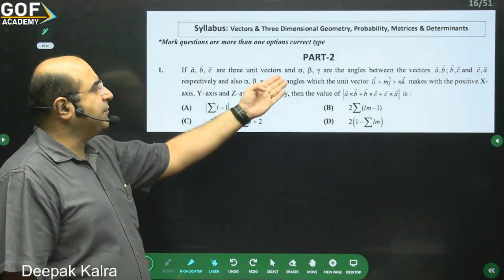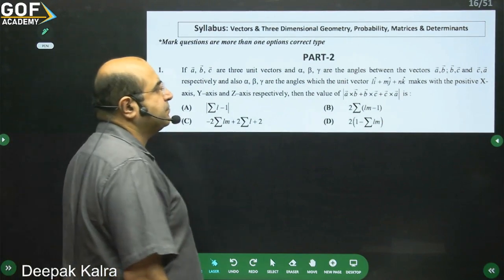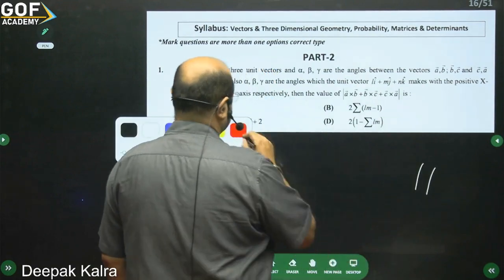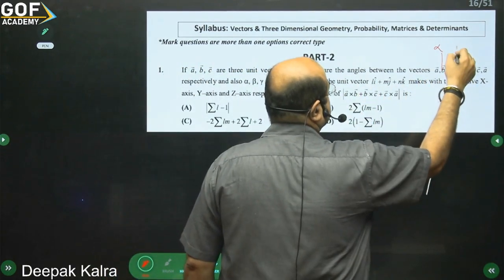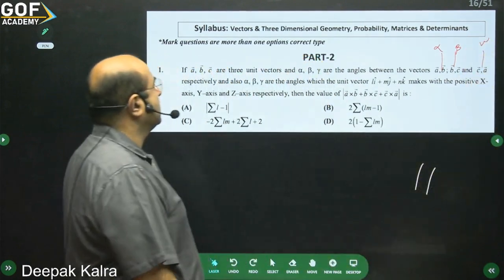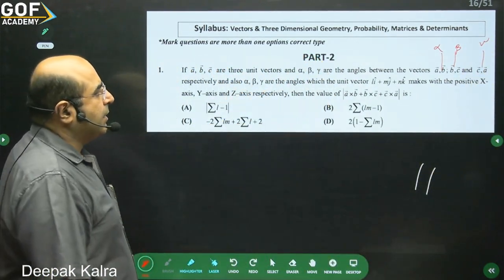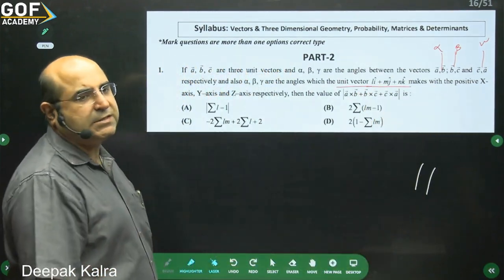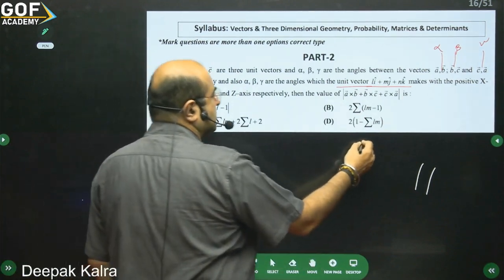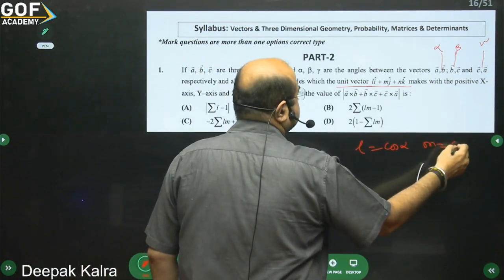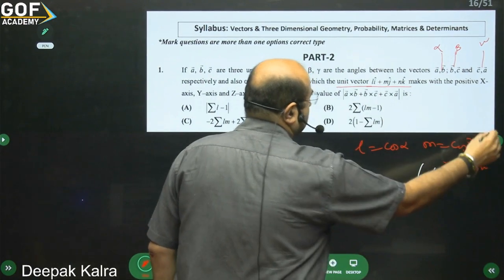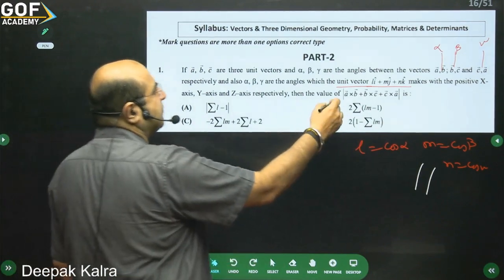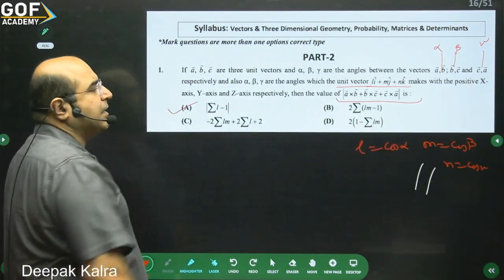A, B, C are 3 unit vectors. Alpha, beta, gamma are the angles between them. A and B, alpha angle is there. Alpha in this, beta in this, gamma in this. Okay. And L, M, N forms the unit vector. So it is a direction cosines type case. L is cos alpha, M is cos beta, and N is cos gamma, with positive x, y, and z axis. That you know. So they want the answer of this. The key is A.